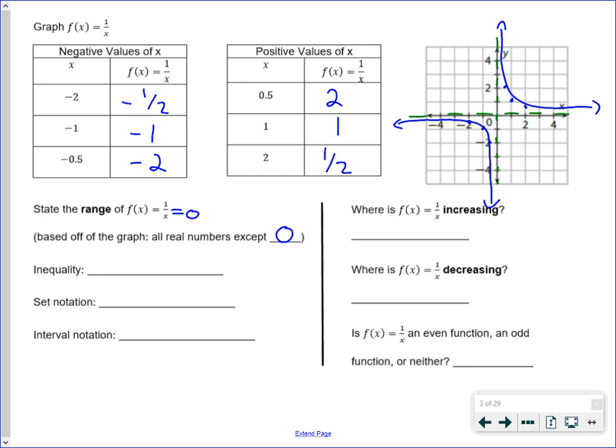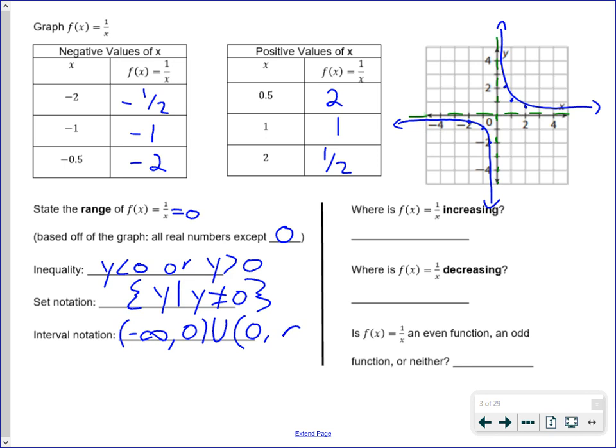So the inequality will be y is less than 0 or y is greater than 0, because it should hit every single real number other than 0. The set notation will be the curly brackets, and then y such that y does not equal 0. And for interval notation, we have negative infinity to 0, union 0 to infinity. So that's our range for the function, written in 3 different ways, but they all say the same exact thing.